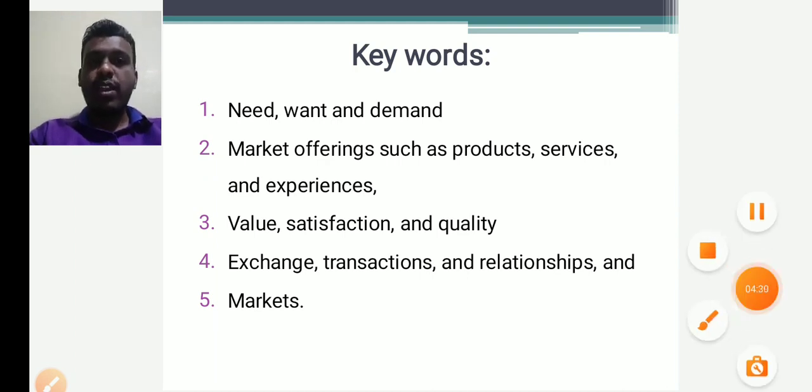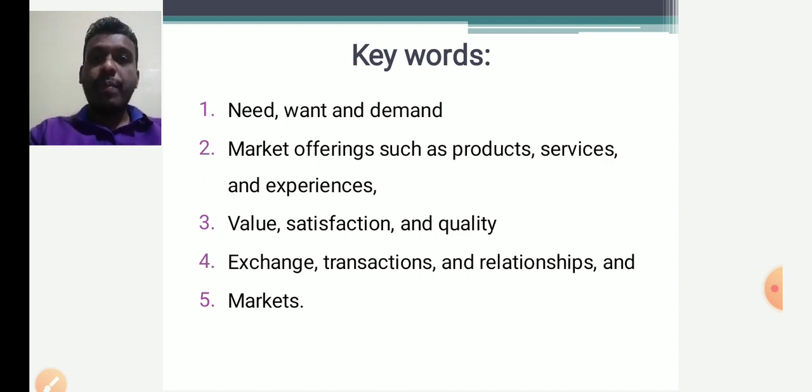You don't see only the one transaction that you are doing with the shop, but you see his lifetime value. For instance, suppose I go to any shop to purchase an item. The shopkeeper will not look at me from the point of view of only one transaction, but from the point of view of how many items I will be purchasing in my entire life from that shop.